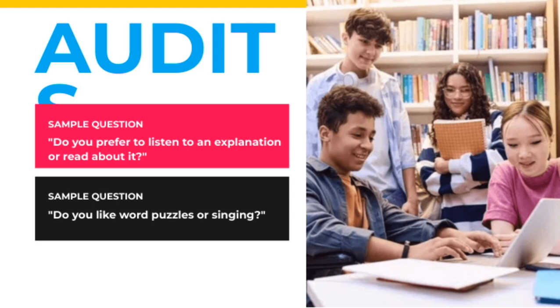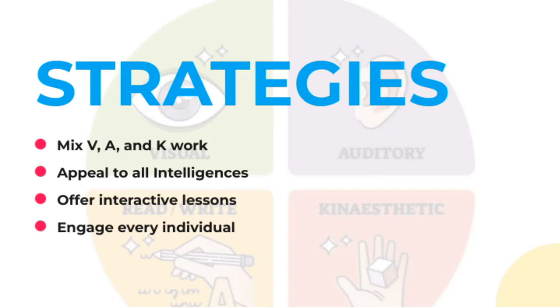Let's talk about some effective strategies to truly engage every individual in your classroom. First, offering interactive lessons is key. When students actively participate, they become more invested and retain information better. It's important to appeal to all types of intelligences, whether someone learns best through logical reasoning, music, movement, or social interaction. By incorporating a variety of activities, we ensure that every learner feels included and challenged.